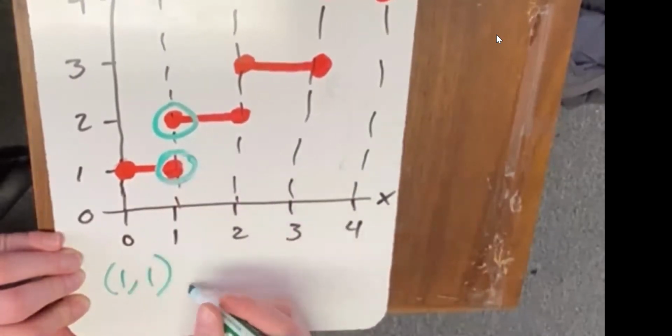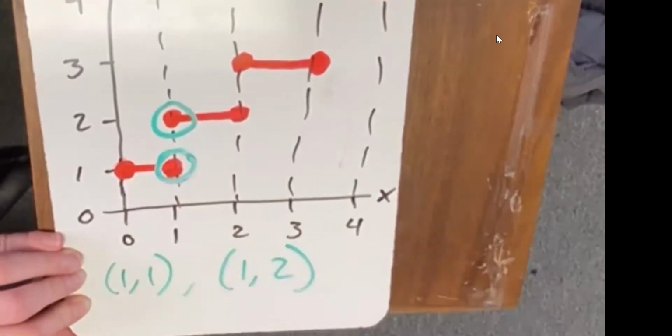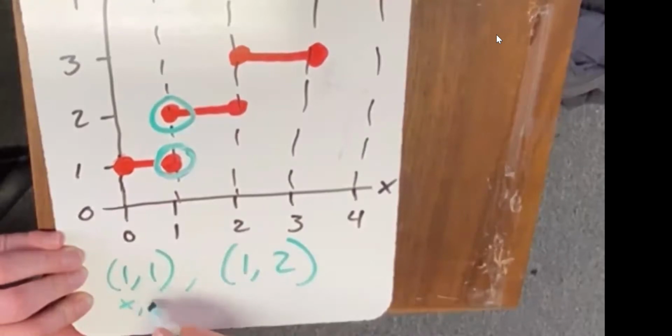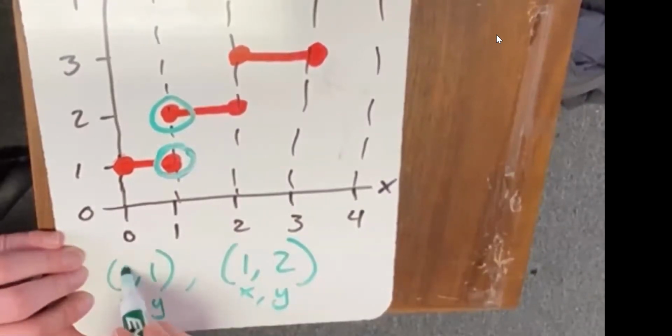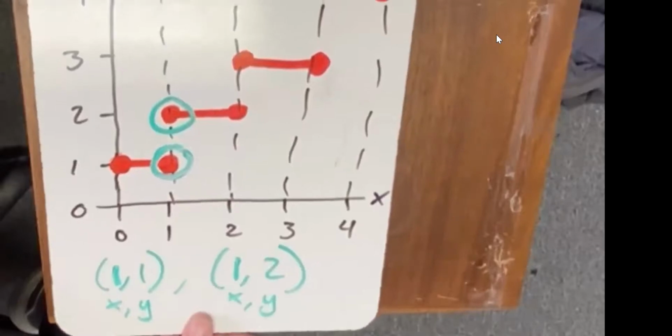And then the second one, we would have 1, 2. That's our x, that's our y, our x and our y. So we cannot have duplicates. The 1 right here and the 1 right here, those are duplicates. That means this is not a function. So this example is not a function.